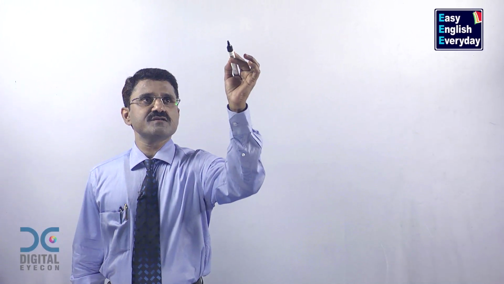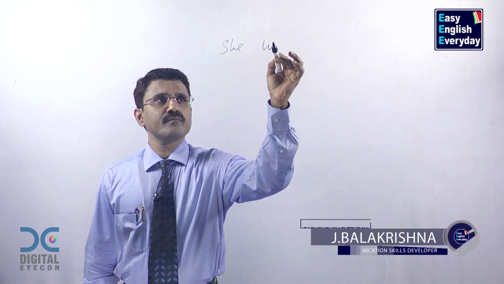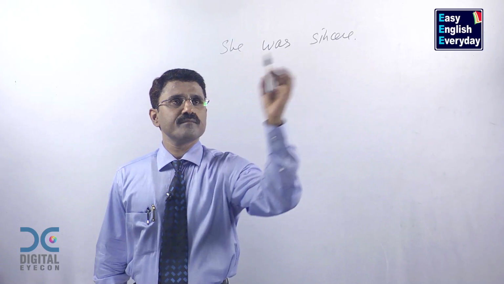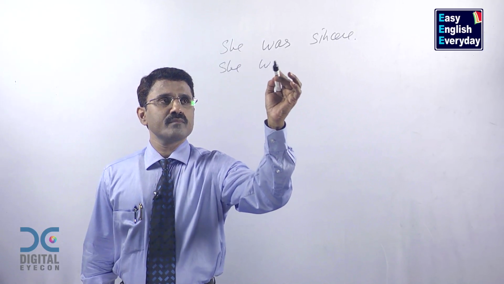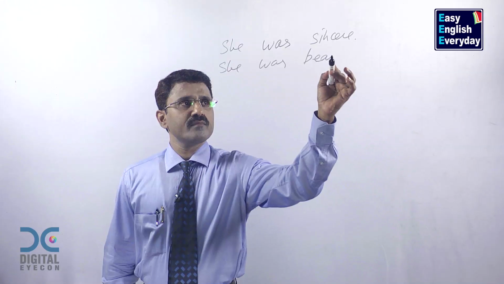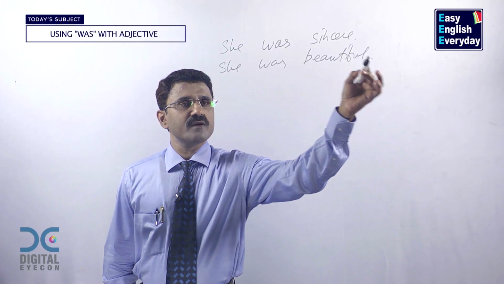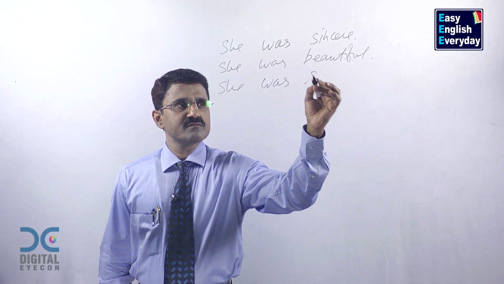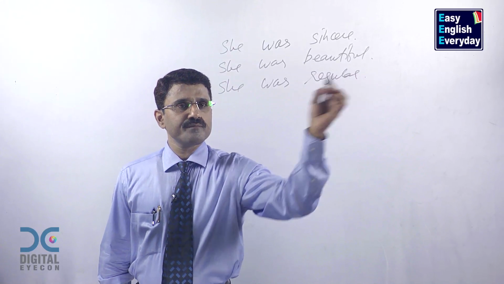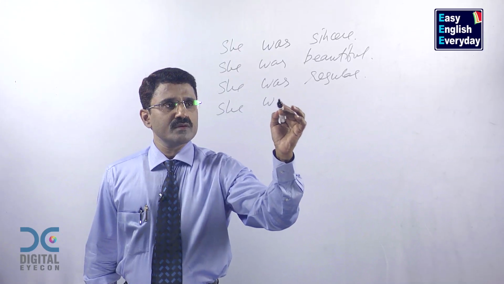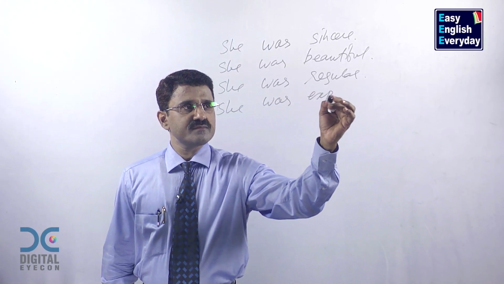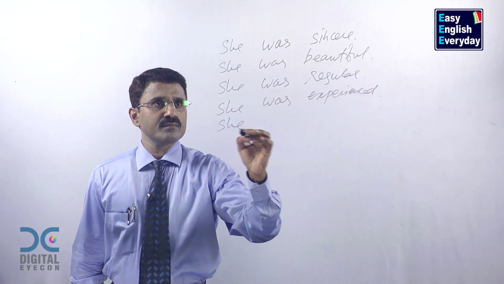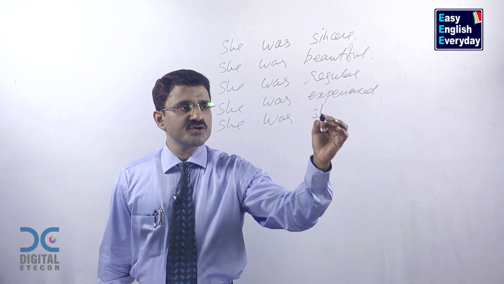Look at this sentence. She was sincere. She was beautiful. She was regular. She was experienced. She was shocked.